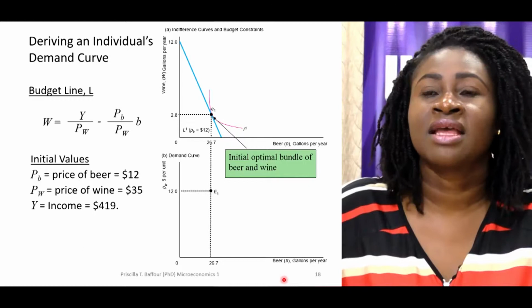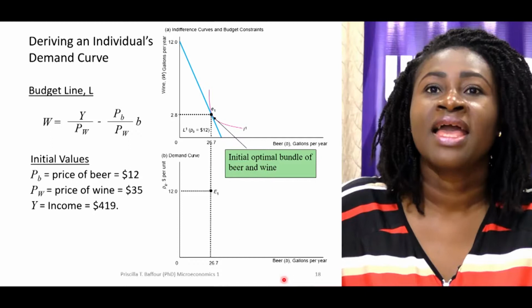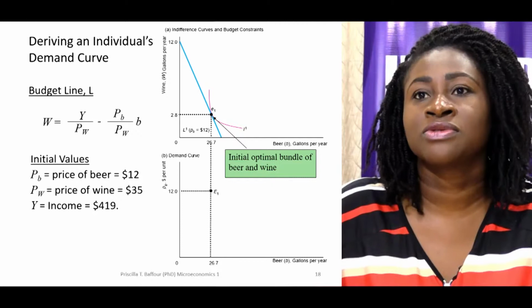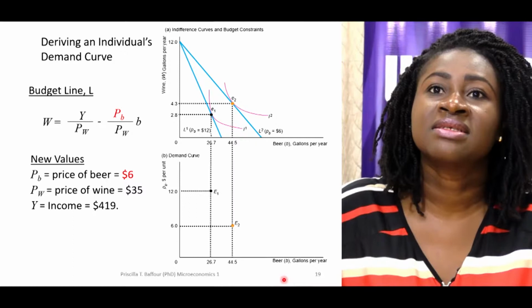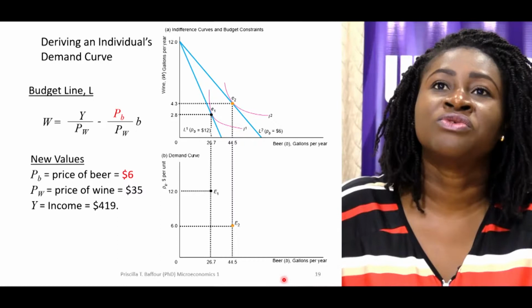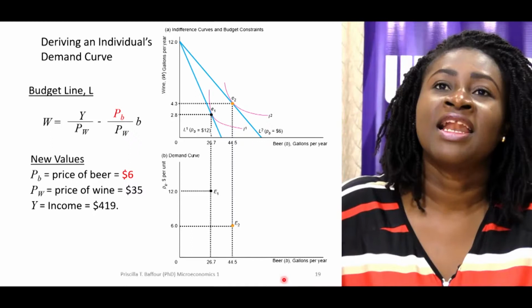So when the price for beer is at $12, we'll see that Gail will purchase 26.7 gallons of beer per year. When the price increases, right, we'll see that Gail will do what? What is happening? The indifference curve will shift inwards, right? So Gail would rather consume less of the beer, right?